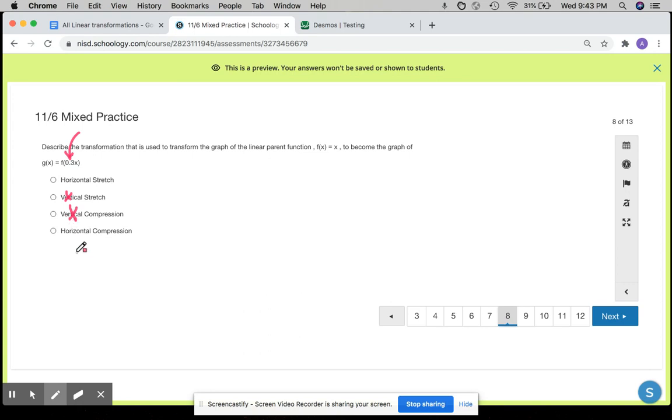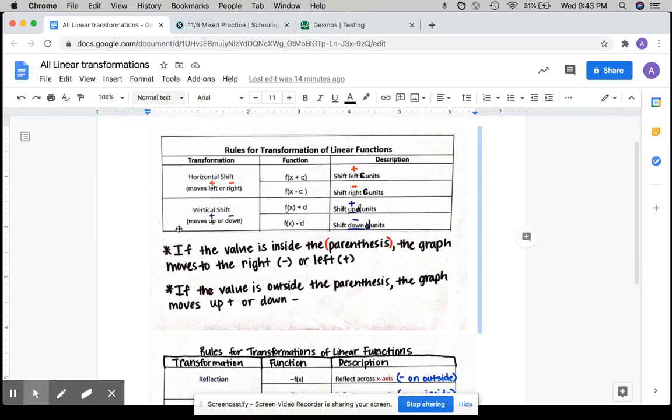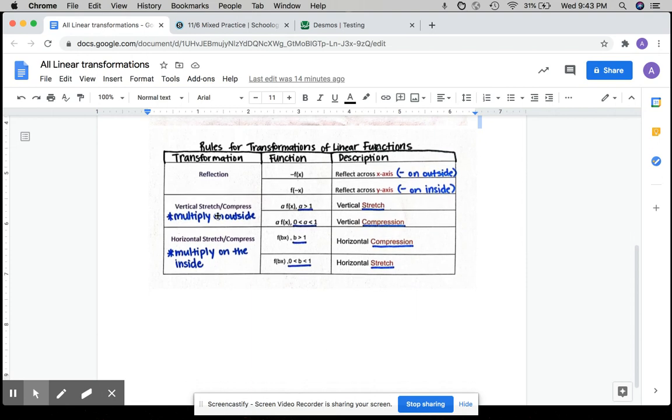When it's on the inside, you want to recognize that when this value is in between 0 and 1, we will be stretching the graph. So this is going to be a horizontal stretch. And again, it's going to take you memorizing your transformation rules. If you go back to our notes, here, multiplication inside the parentheses is a horizontal stretch or compression. So when it's in between 0 and 1, we call it a horizontal stretch.